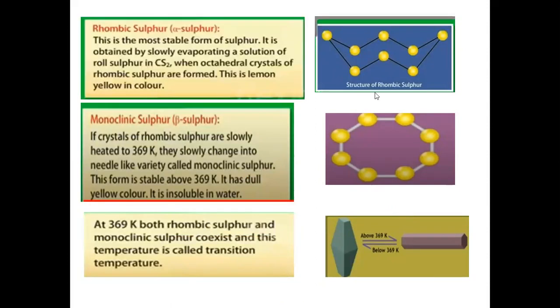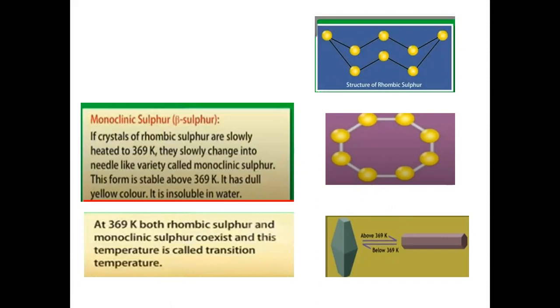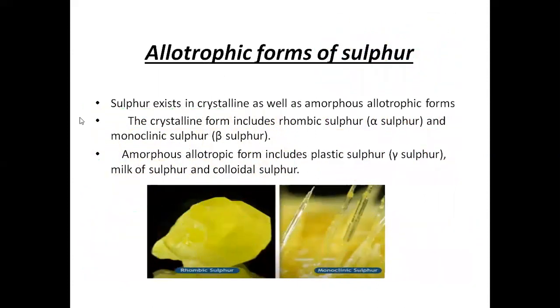This is the structure of rhombic sulfur. This is the most stable form of sulfur. It is obtained by slow evaporation of a solution of sulfur in carbon disulfide, that is CS2, when octahedral crystals of rhombic sulfur are formed. This is lemon yellow in color. So this is rhombic sulfur.